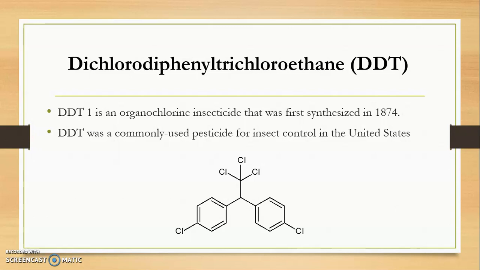Most of you may have heard this particular word because this is an organochlorine insecticide that was first synthesized in 1874. Also, DDT is commonly used as a pesticide for controlling insects in the United States as well as worldwide. Even in India we have seen in various villages as well as in cities, a white powder is sprayed on the road to control insects. So that is known as dichloro diphenyl trichloroethane.